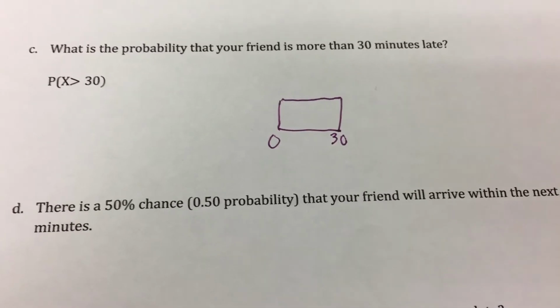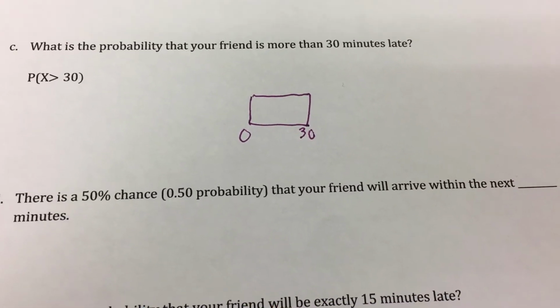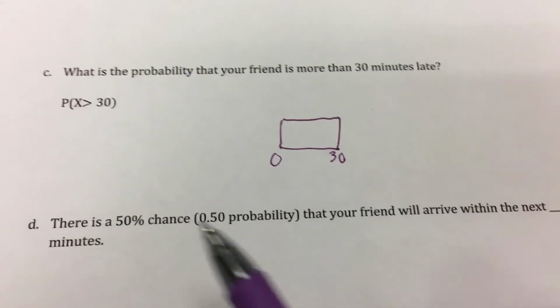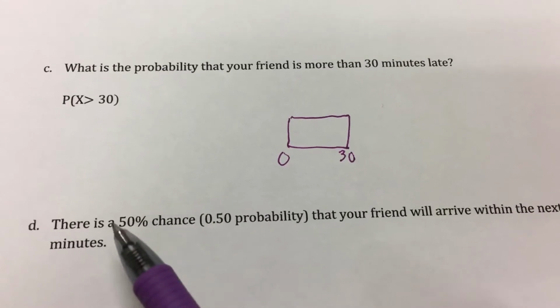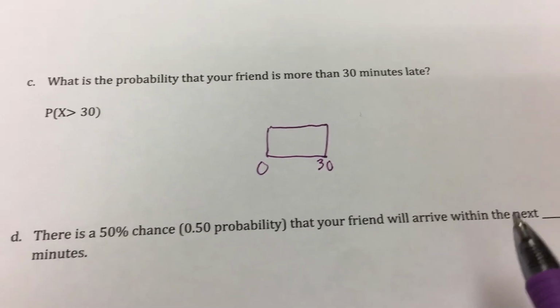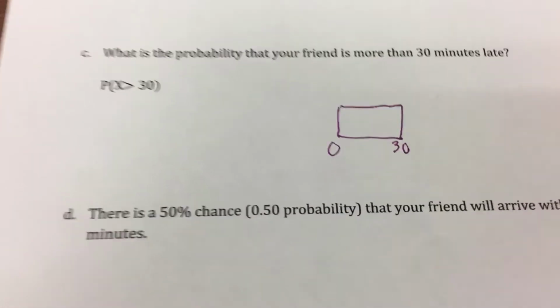Notice then they give you one, what's 50%? That there is a 50% chance that your friend will arrive within the next how many minutes? Remember, the 50% would be the area, 0.50. Your width is 1 over 30, and you're trying to find your length. You can think about what 50% of 30 would be.